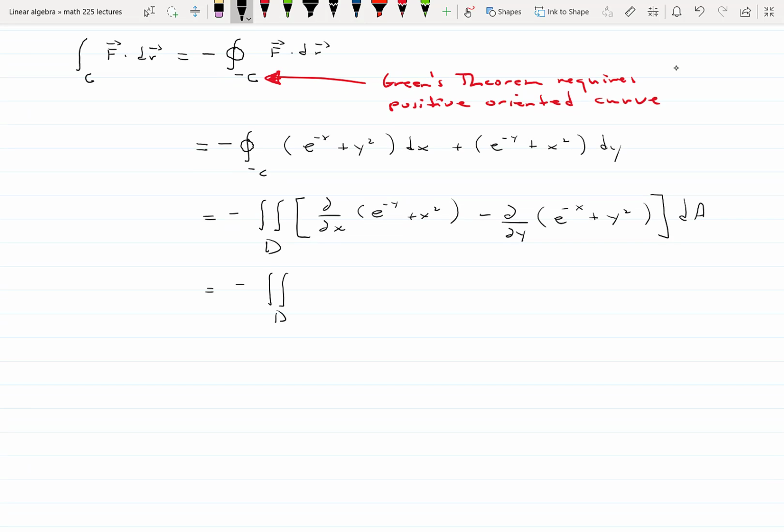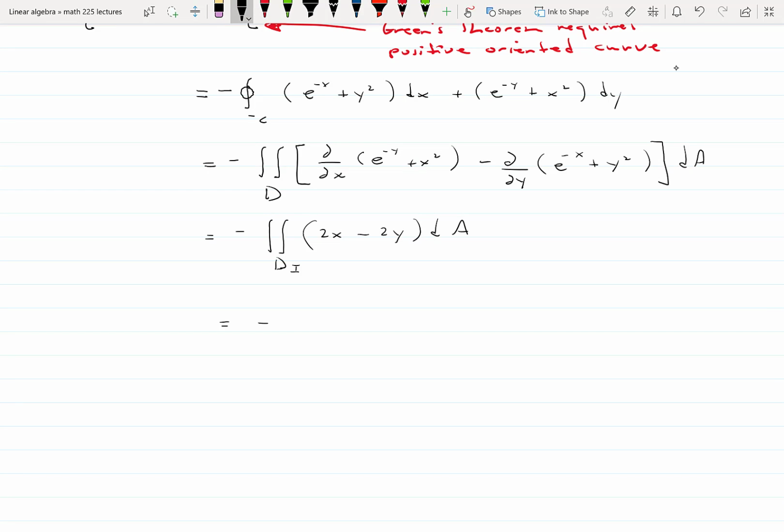So the partial with respect to x of e to the minus y is 0, of x squared is 2x. Partial with respect to y of e to the minus x is 0, and the partial with respect to y of y squared is 2y, dA. Now look at that. That integral is not that difficult to evaluate. Okay, we can interpret this as a type I region.